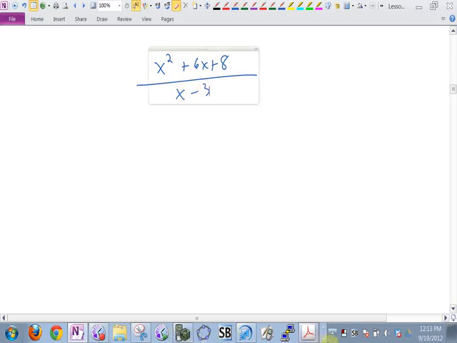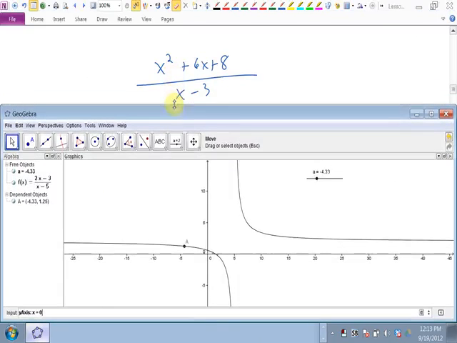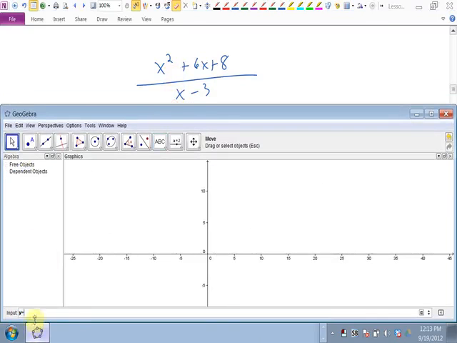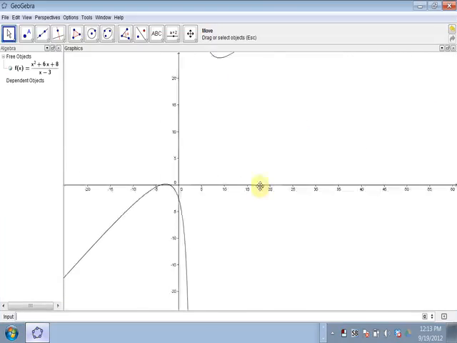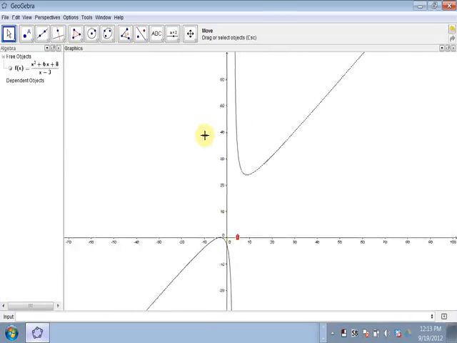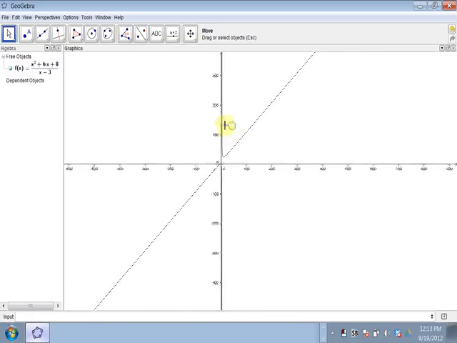But if I type this into GeoGebra and actually look at what this graph looks like, I'm not going to get something that looks like a line of slope 1. What am I going to get? Let's type this in. Let me delete these. We don't need them anymore. Y equals x squared plus 6x plus 8 divided by x minus 3. Wow. Does that look like a line of slope 1 to you? No, not at all. Look at all that curvature. That's not a line of slope 1.